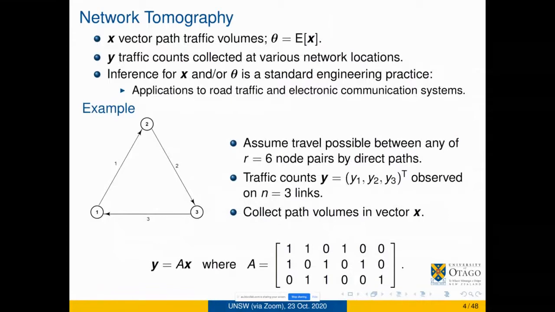So some examples. There are loads of examples of inverse problems for count data. The one that really got me interested in the area was network tomography. In network tomography, we are interested in a vector x of path traffic flows. So you've got a network, and you've got traffic flowing through the network. As I said, we're interested in the path flows through that network, or perhaps more usually, the mean path flows. So my theta here is a vector of mean path flows. But I don't observe those. All I observe are some traffic counts collected at various network locations. That's going to be my vector y.